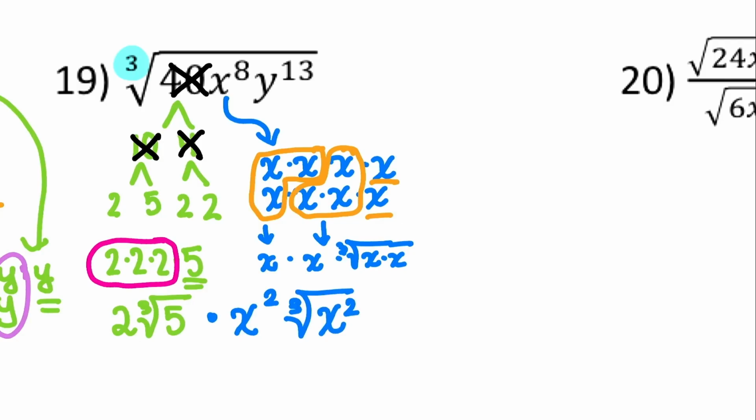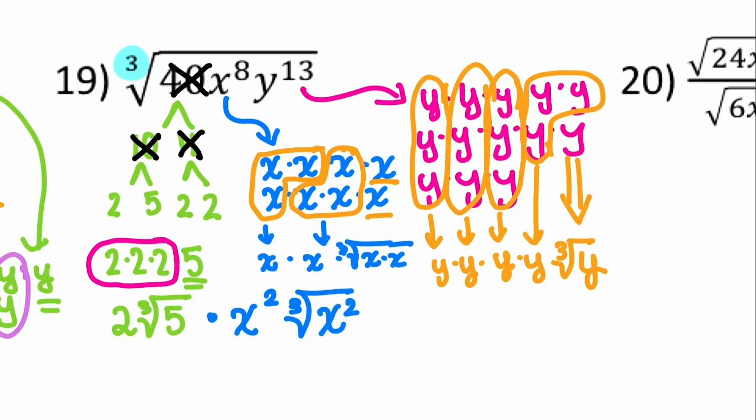Let's do the same thing with the y. So when we write out 13 y's, we have 4 y's that are groups of 3 with 1 additional left over. So this is going to be y to the 4th times the cube root of y.